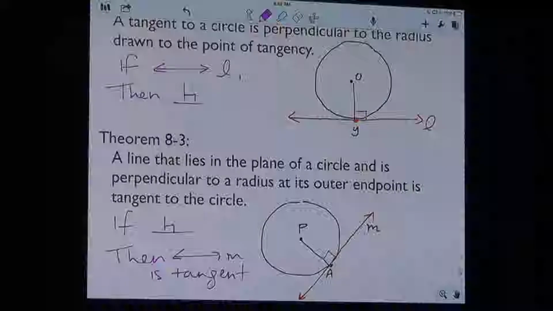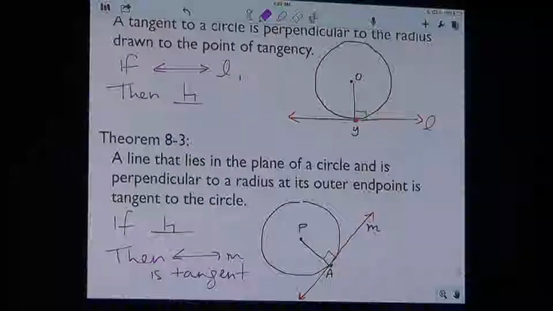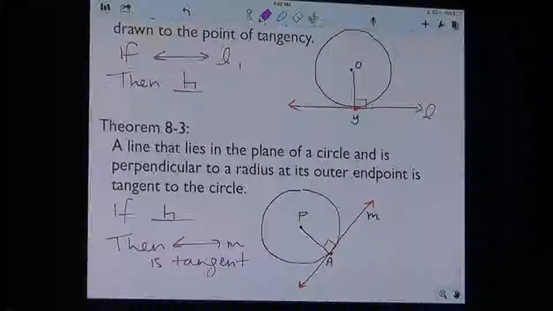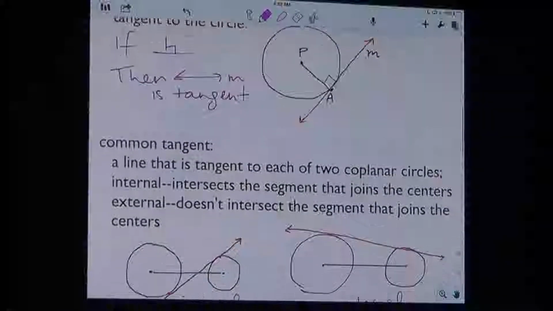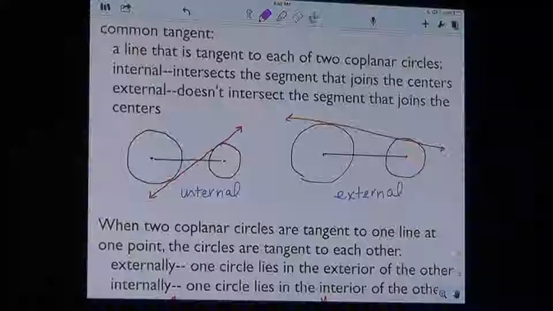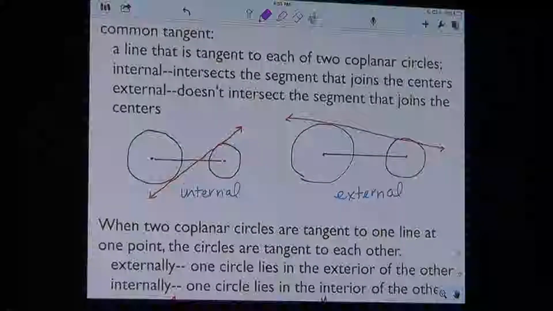Okay, that's just my shorthand, you don't have to write that down, but they are converses of each other. So if you're given a tangent, you know it's going to be perpendicular to the radius that goes to that point of tangency. And if a radius is perpendicular to a line, then it must be a tangent. Okay? Common tangents could be internal or external.